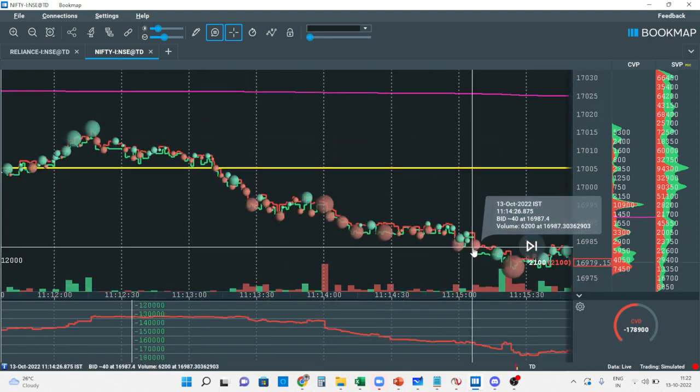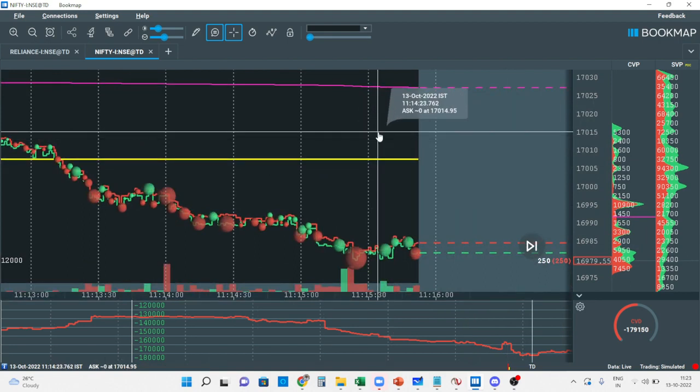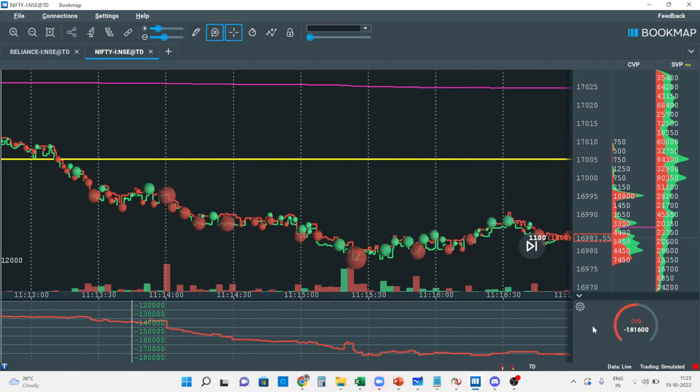And moreover, the market is going like a trending day, where the odds are that it might be hitting 16,950 kind of levels. Today the chances are very high. We might even be testing 16,920 kind of levels. The reason is, if you look at the CVD, it has been extremely negative right from the start.